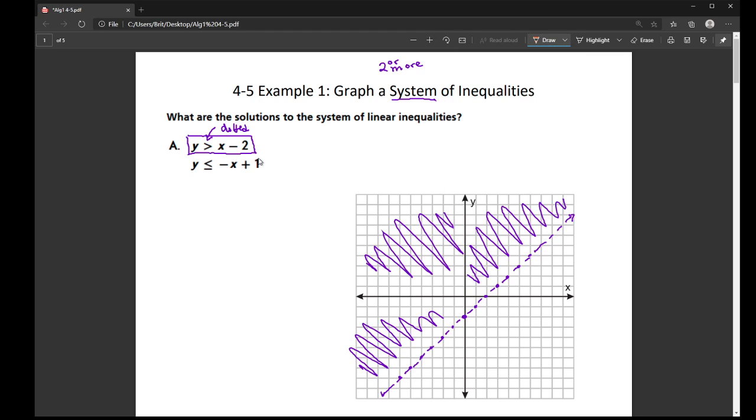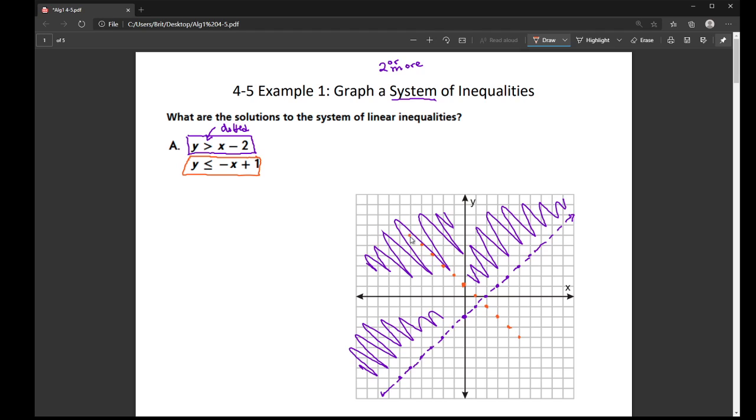Alright, so now I'm going to go ahead and use that same graph and graph this second inequality in orange. So my y-intercept is at 1 and my slope is -1. That means that I fall by 1 and run by 1. So I come down this way.